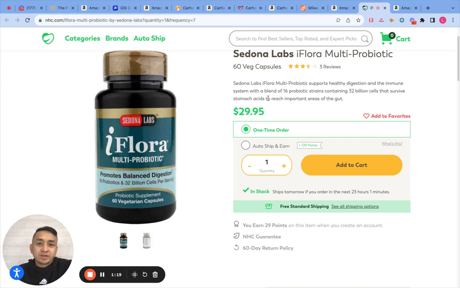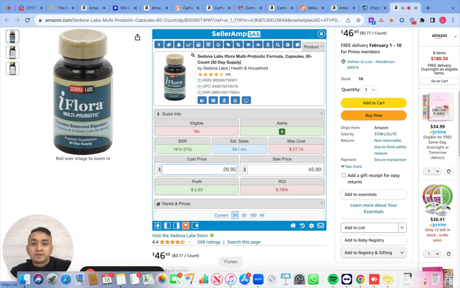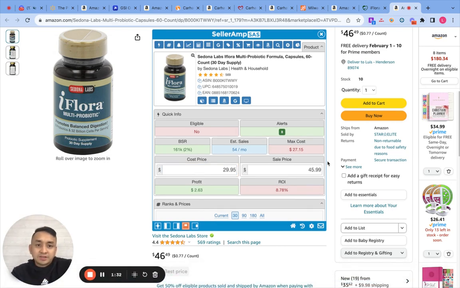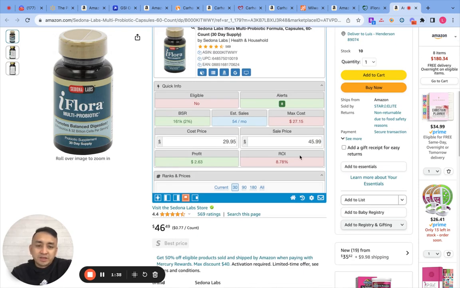Then from here, I plug in the price of the product. So this one is $29.95, right? And the cost on Amazon is about $46 right there. This one is a little bit low ROI. I usually tend to go for at least 20% ROI. So this one is on the low side.